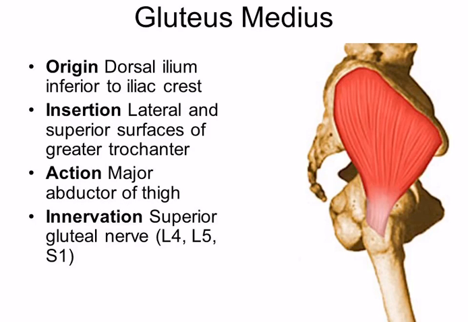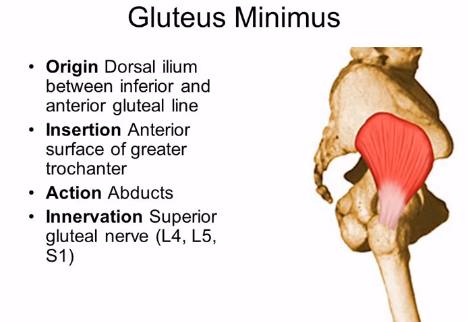Gluteus medius. Origin: dorsal ilium inferior to iliac crest. Insertion: lateral and superior surfaces of greater trochanter. Action: major abductor of thigh. Innervation: superior gluteal nerve, L4, L5, S1.